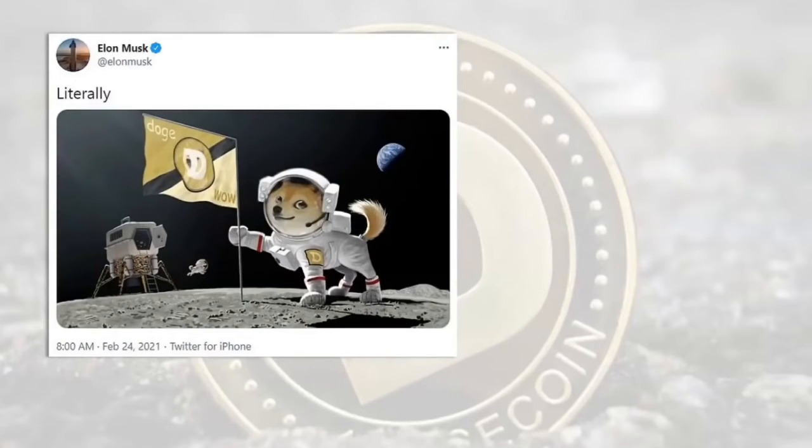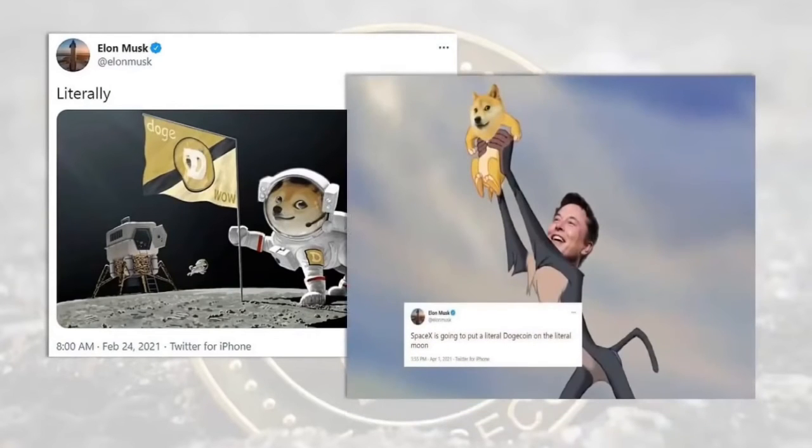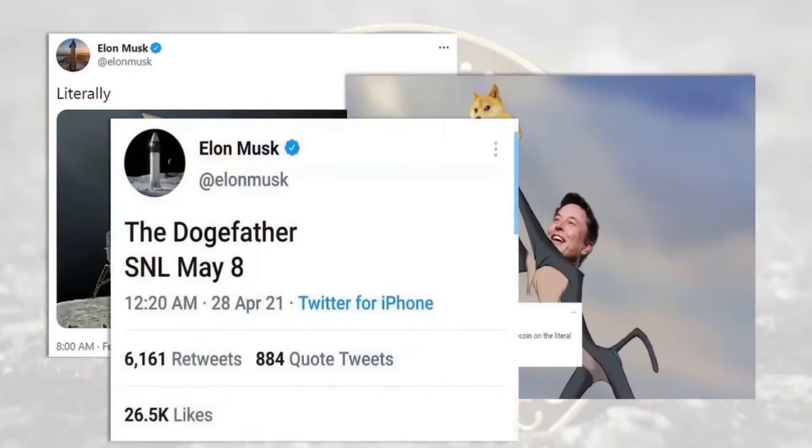Later, he posted a still from the Lion King movie, with his face in place of Rafiki holding Simba with the face of Dogecoin, stating that he will always have Dogecoin's back. His most recent tweet was on Wednesday, May 5, 2021, "the Dogecoin father SNL May 8", which is a reference to both his constant tweets on Dogecoin as well as his appearance on Saturday Night Live on May 8, 2021.